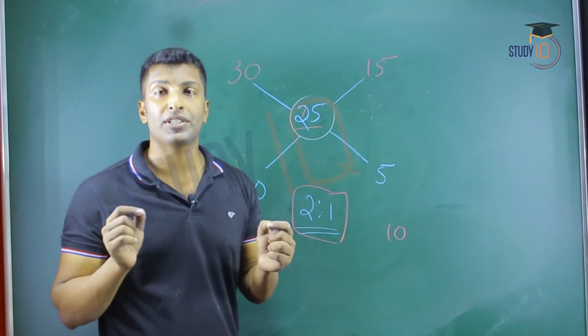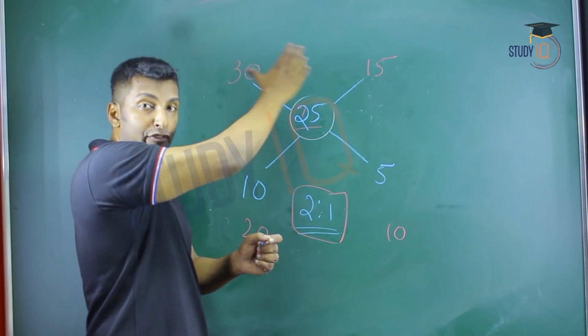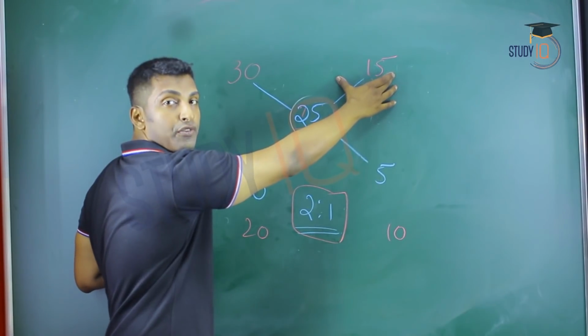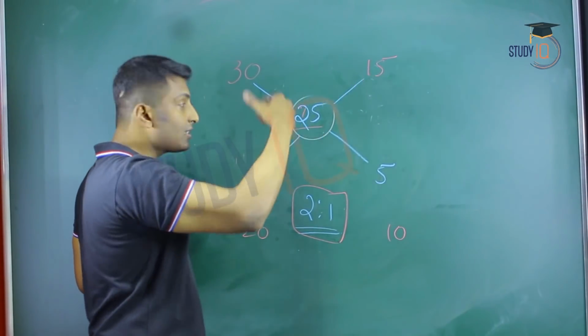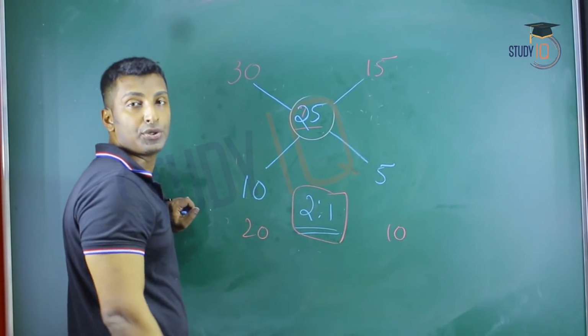See, this kind of question you will get a lot. Rice which costs 30 rupees has to be mixed with rice which costs 15 rupees, and the mixture you will get at a cost of 25. So what should be the ratio? 2:1 should be the ratio.